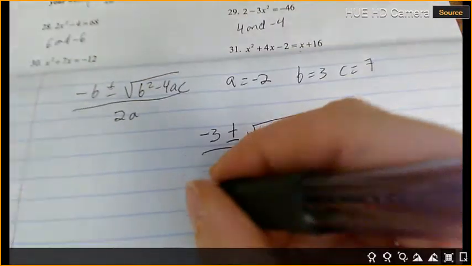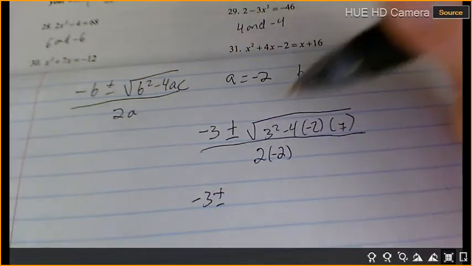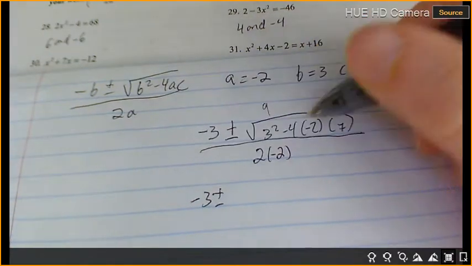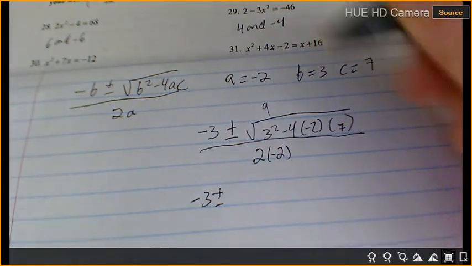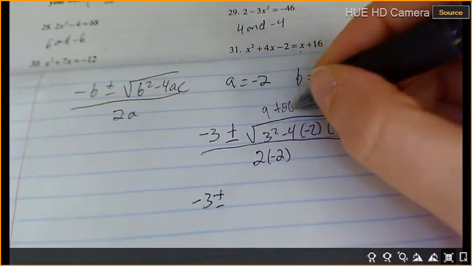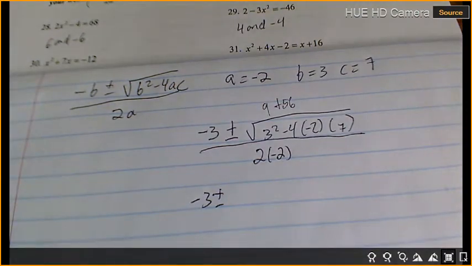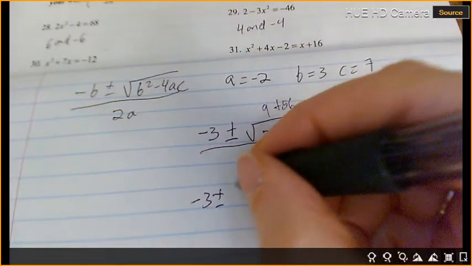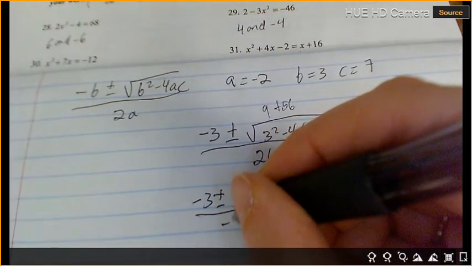I'm just going to bring down that negative 3 plus or minus. I'm going to do what's underneath this square root. 3 times 3 is 9. 4 times 2 is 8. 8 times 7 is 56, and it's plus 56, right? Because a negative times a negative is a positive. So 56, 57, 58, 59, 60, 61, 62, 63, 64, 65.